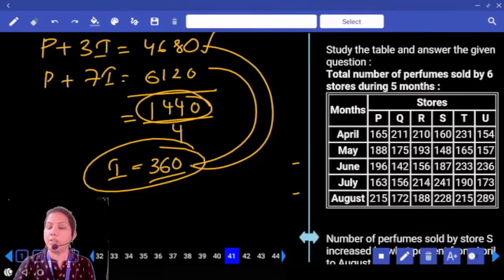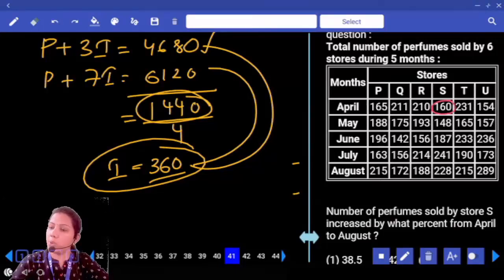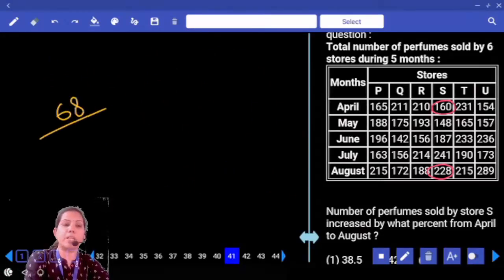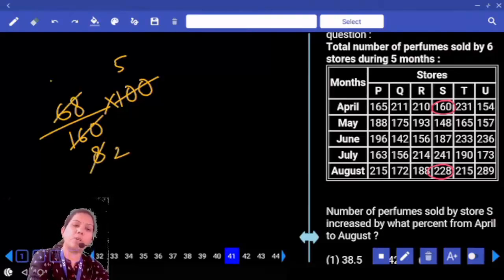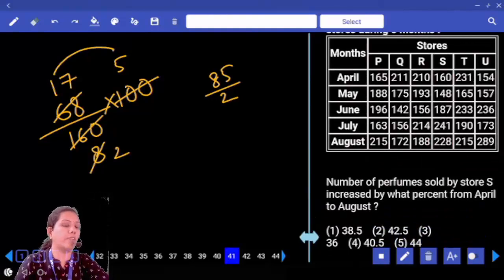Next, question number 41. Number of perfumes sold by store S is increased by what percentage from April to August? What is S April value? 160. And August is equal to 228. Compared to 160, 228 is how much more? 68 more. Comparison with the 160 into 100. 20 table 5 times and 20 table 8 times. 4 table 2 times and 4 table exactly 17 times. What is 17 fives? 85 by 2, 42.5. Second option, 42.5.